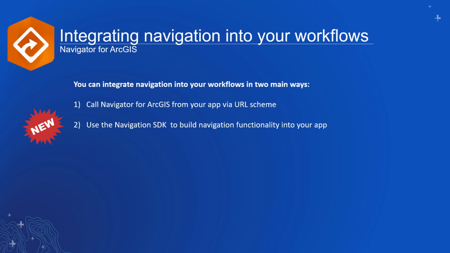And so there are two things that you can do. The first one is what I just talked about. Call Navigator for ArcGIS from your app via something called a URL scheme. That's pretty powerful. That's been available for a while. It's not new. But this second bullet point on this slide is brand new. I don't think we've even really announced it before, but we're creating a new thing called the Navigation SDK to be able to build navigation functionality into your app.